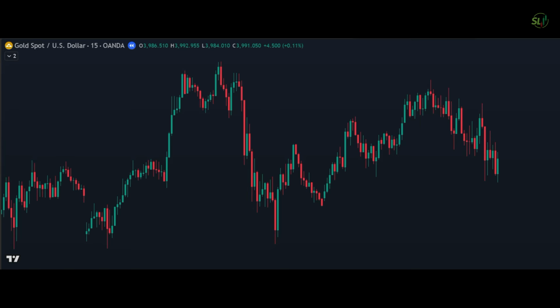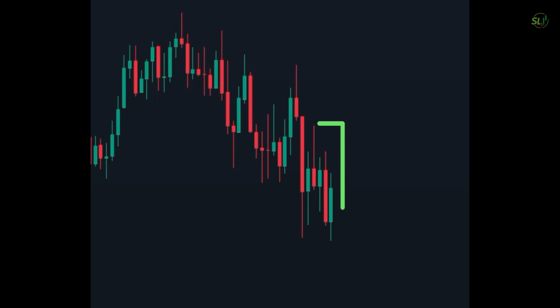Let's look at the following example. Here, price has swept the sell-side liquidity area. Pay attention to this candle pair. The wick of the second candle sweeps the wick of the first one. That is the liquidity sweep candlestick pattern.